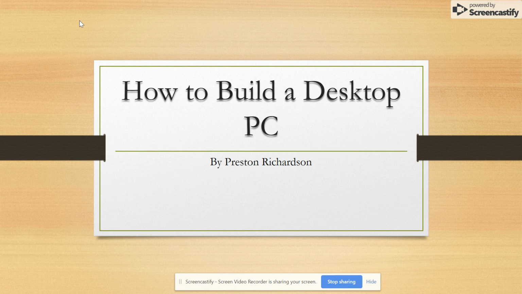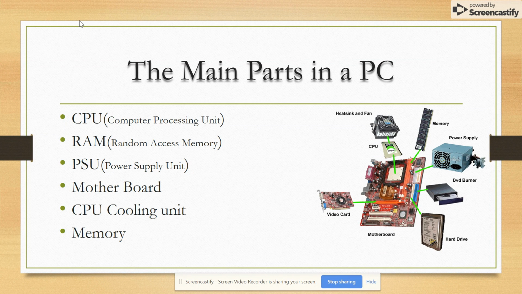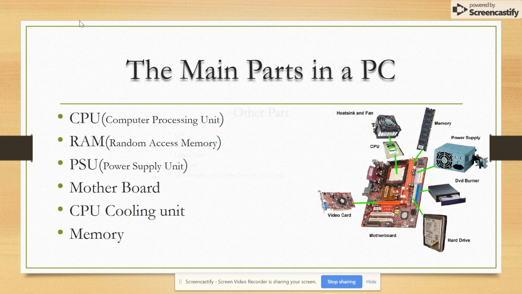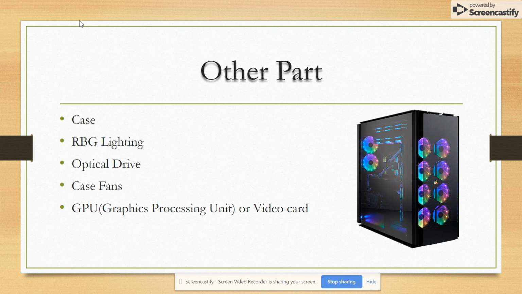Today I'm going to be talking about how to build a desktop PC. The main parts are your CPU, RAM, PSU, motherboard, CPU cooling unit, and memory. Other parts would be your case, which protects your components, but you'll still run without it. RGB lighting just lights up your computer to look cool.